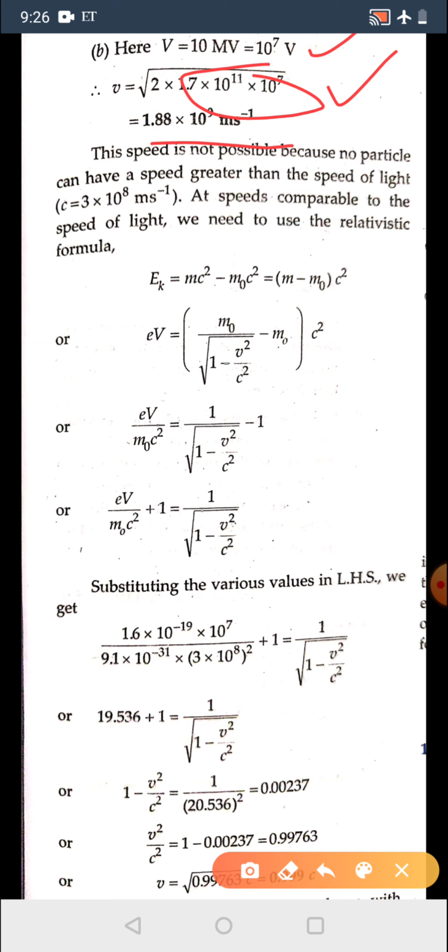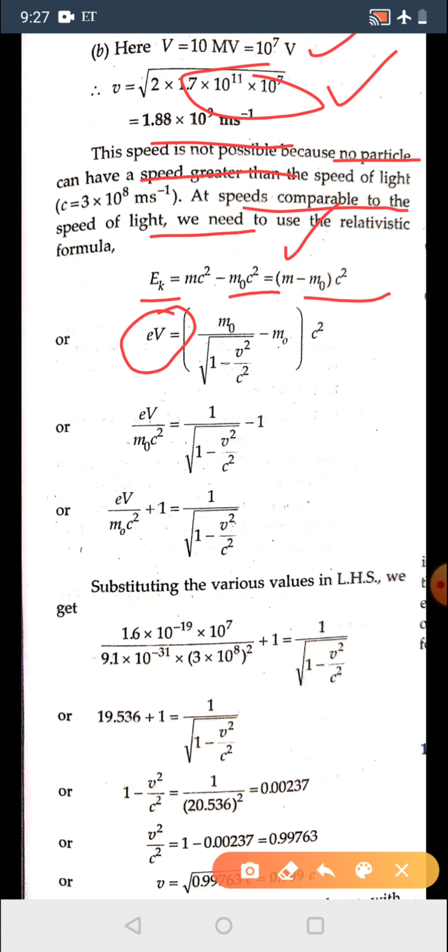But this speed is not possible, because no particle can travel greater than the speed of light. According to Albert Einstein's equation, no particle can travel with the speed of light, and if it did, its mass would become infinite. So as the speeds are comparable to the speed of light, energy E is equal to mc square minus m0 c square. m0 is the rest mass, so we can write (m minus m0) into c square, and this total energy we compare with the potential energy, potential into charge.